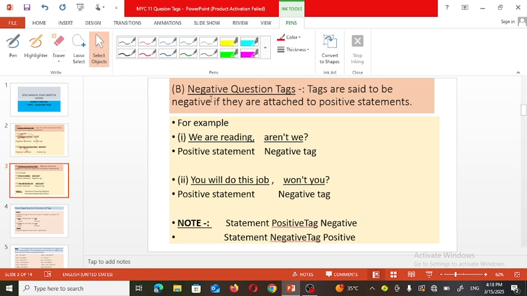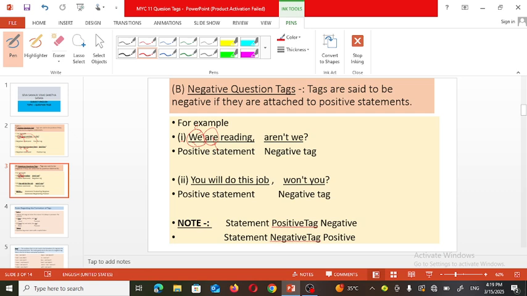Now see other rules. When can we add a negative tag? When our sentence is positive, the tag which we are going to have with that positive statement will be negative. For example, we are reading. It is a positive statement. Here the to be form is used, that is are, and the pronoun is we, the subject. So aren't we. See the statement: we are reading, aren't we?